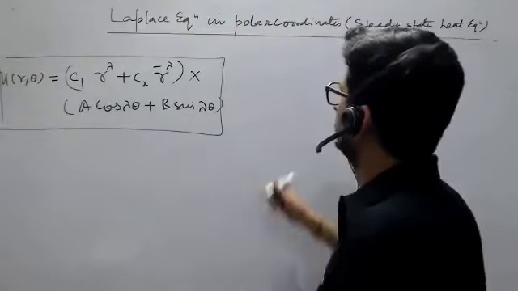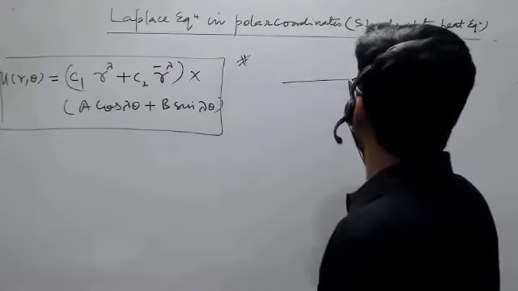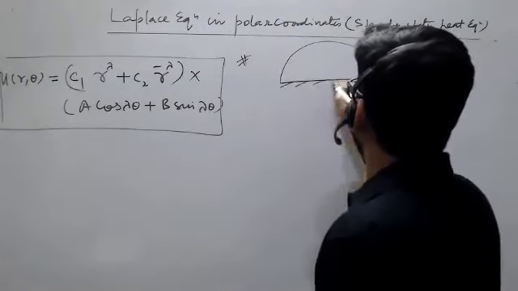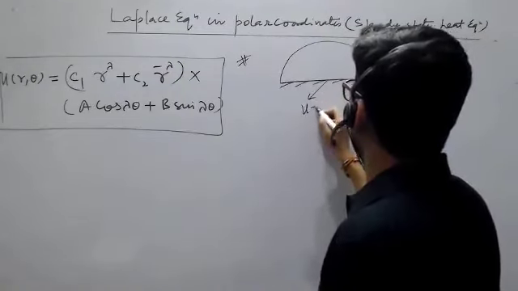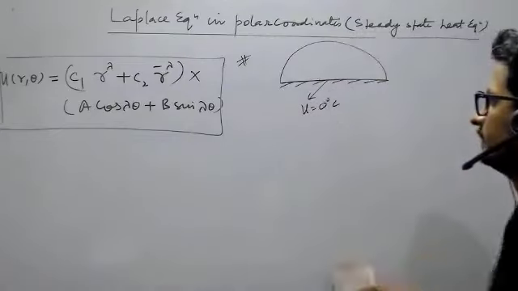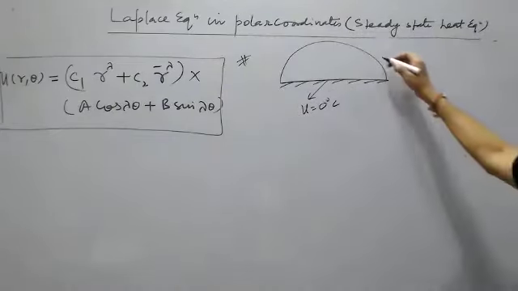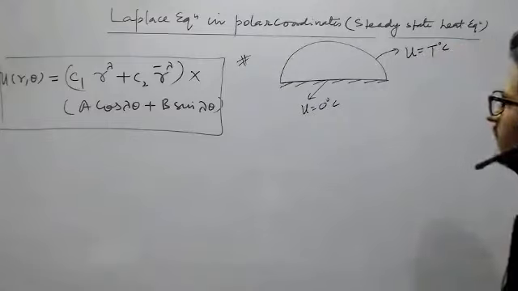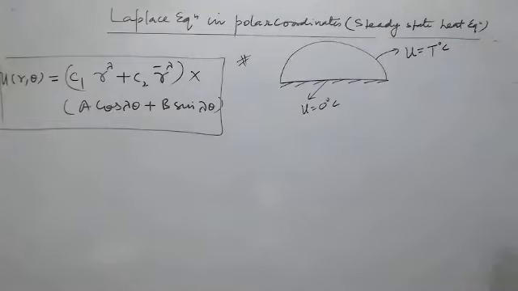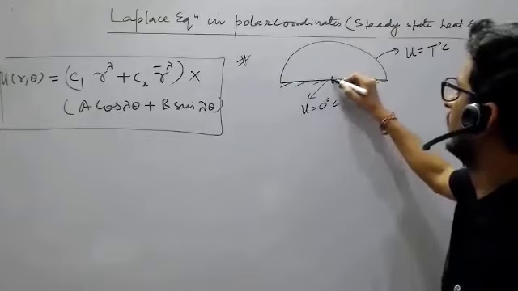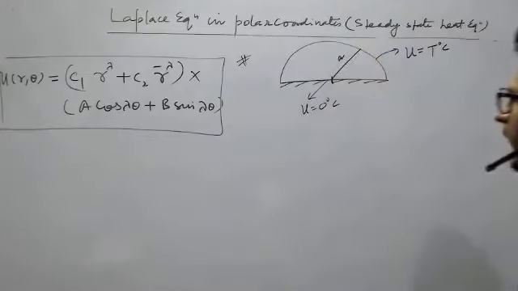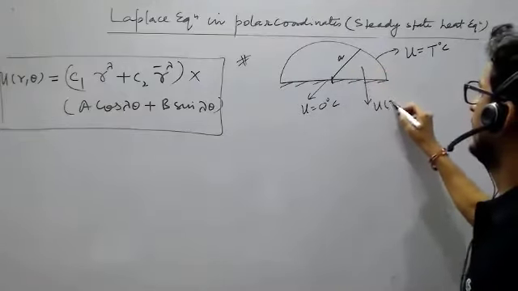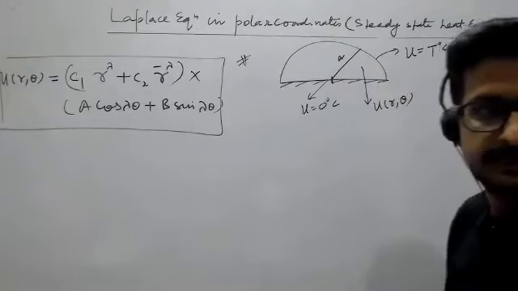So the problem is like this. There is a semicircular plate. The diameter of this plate is kept at 0 degrees Celsius and this is kept at T degrees Celsius. These are the boundary conditions, and it has radius equal to a, and we have to write the temperature at any point r comma theta. That is our question.